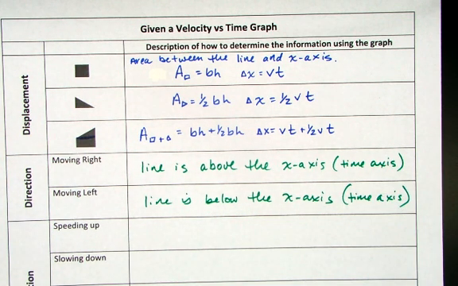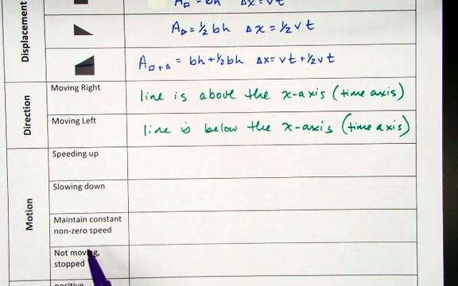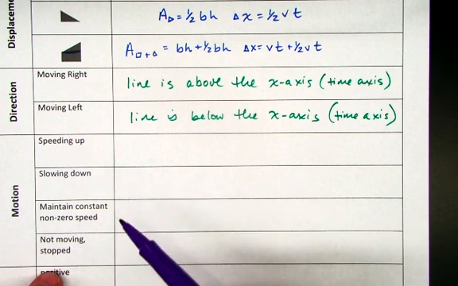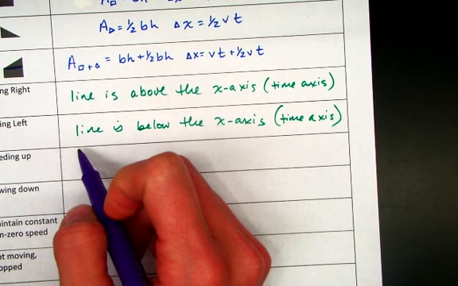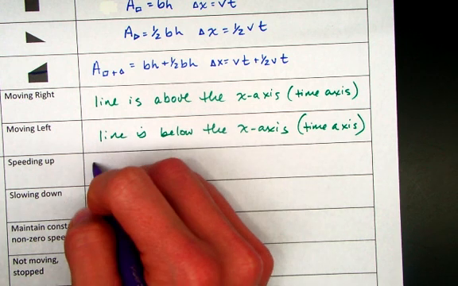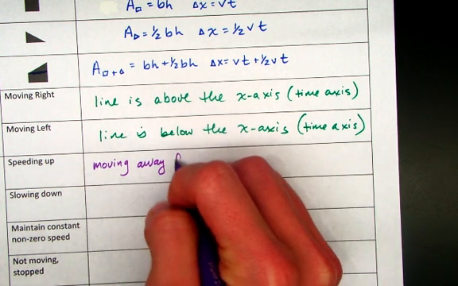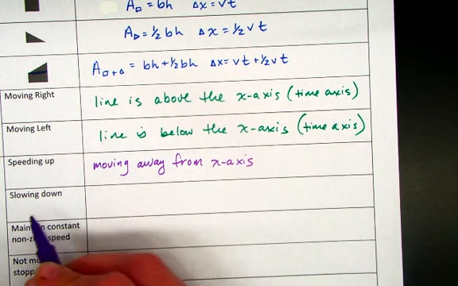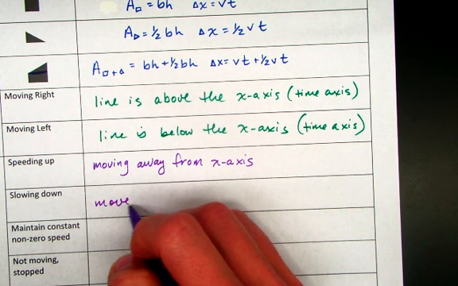And then for motion, we have four options. We are either speeding up, slowing down, maintaining constant speed, or we are at rest. If you are speeding up on a velocity versus time graph, then you are moving away from the x-axis. If you're slowing down, you are moving toward the x-axis.